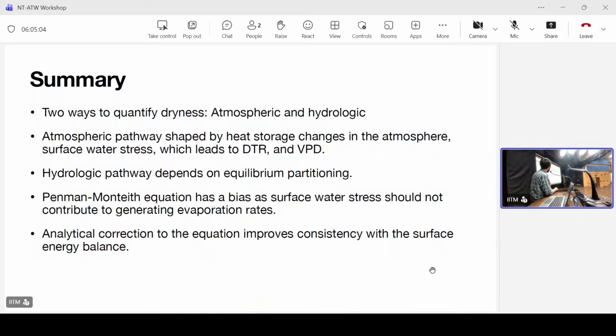So to summarize, I discussed two pathways, or two ways, to quantify dryness, and I showed you analytical ways to estimate those two components. And then in the hydrologic one, I showed you that there is a bias in the Penman-Monteith equation, which we gave an analytical correction for.